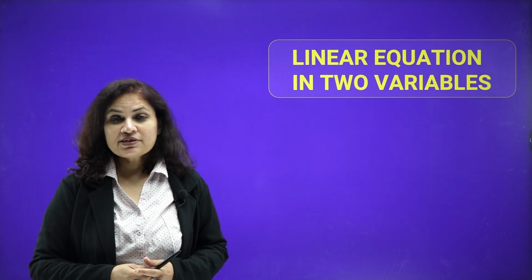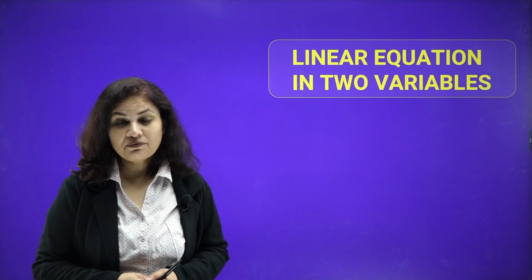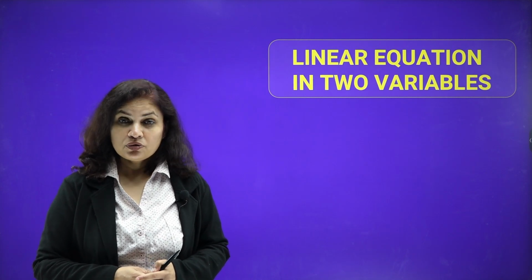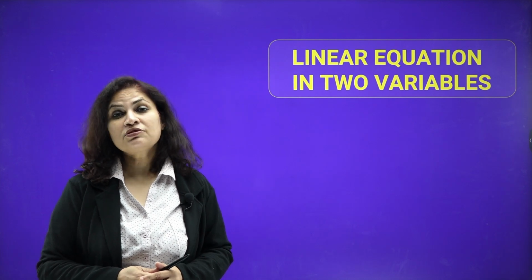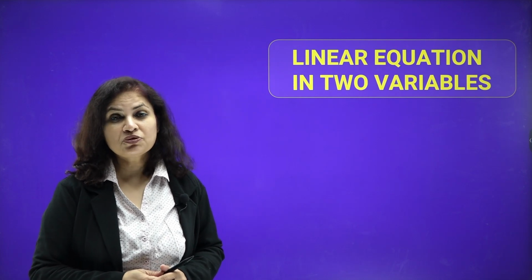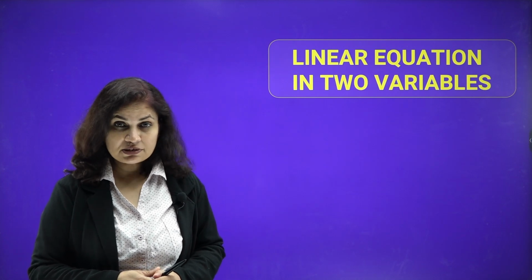Before we begin with this chapter, we must know the meaning of variables and constants. Variables are those values which are not fixed. That is why we use the letters of the English alphabet to denote variables. They take different values under different circumstances.